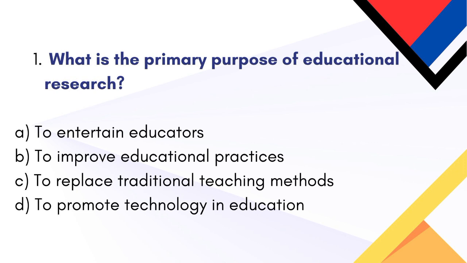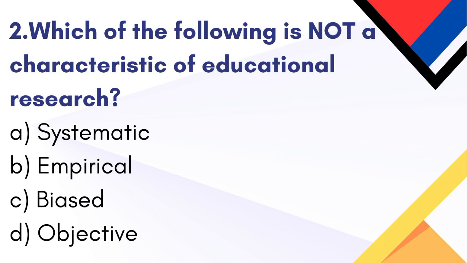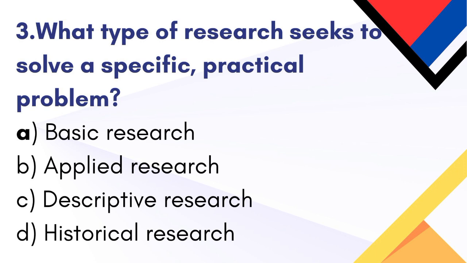First question is, what is the primary purpose of educational research? To entertain educators, to improve educational practices, to replace traditional teaching methods, to promote technology in education. Which of the following is not a characteristic of educational research? Systematic, empirical, biased, objective. What type of research seeks to solve a specific practical problem?